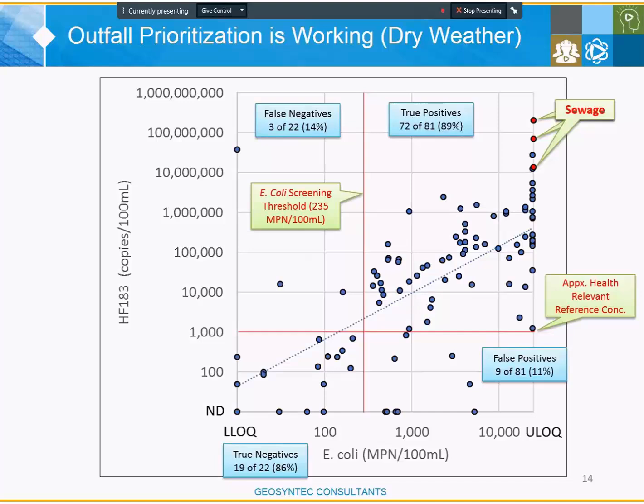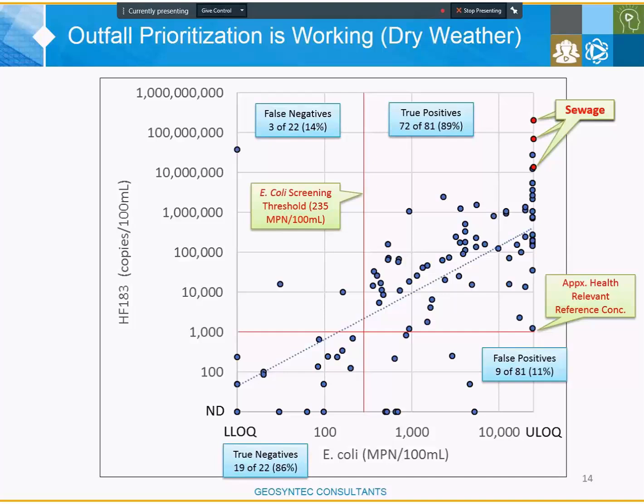So we said, okay, well, what's not working? Which parts of the process of IDDE in the city are not yielding the outcomes we want in terms of getting to a point of human waste abatement? So we looked at how outfall prioritization is done. Well, outfall prioritization here was done using fecal indicator bacteria. We looked at the correlation here for dry weather, E. coli versus HF183. There was a decent correlation.